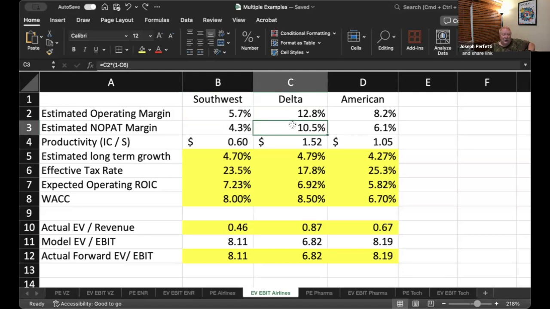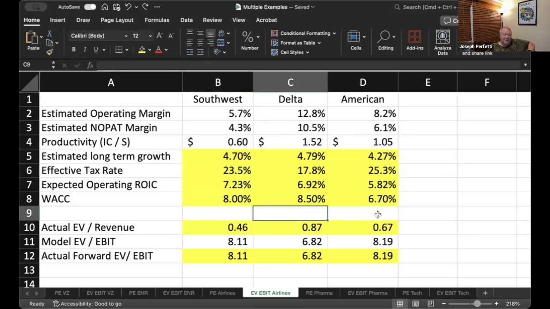The one thing that's hurting Delta is, to drive $1 of revenue, Delta's spending $1.52. To drive $1 of revenue, Southwest is spending 60 cents. So the one thing that is helping Southwest is the productivity. And you see that in their ROIC, that they actually have a slightly better ROIC than Delta. So that's why it closes some of this gap in EV to revenue, but Delta's getting higher EV to revenue because of that giant margin.